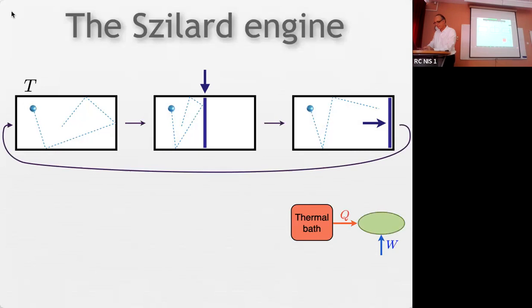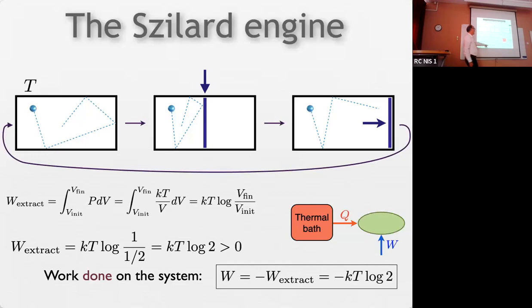Okay, now you were asking for this. When we say extracted, this is extracted work, and this is work done on the system. So one is negative, one is minus the other. I use this because I think it's more intuitive for people to calculate the extracted work. You see that you start working in an expansion, but the convention is the opposite, it's the minus sign.